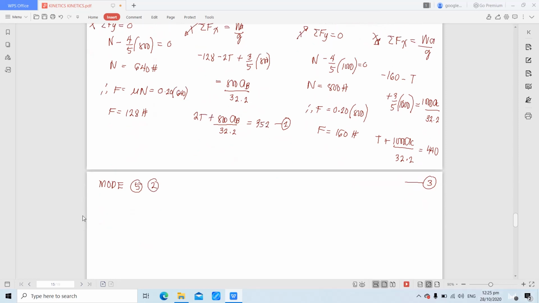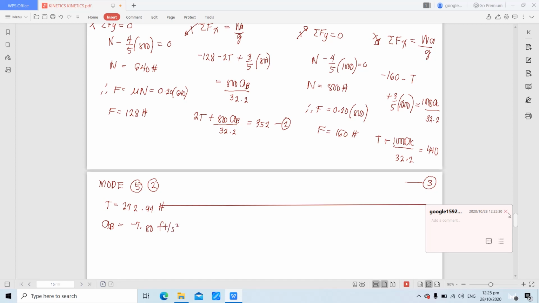Okay, so computing, you will get a value of tension T, which is 272.94 pounds. Acceleration of body B is negative 7.80 feet per second square. And then acceleration of C is positive 5.38 feet per second square. Okay, nag-arrive tayo with a negative value of acceleration of body B.